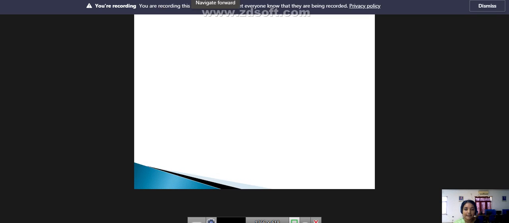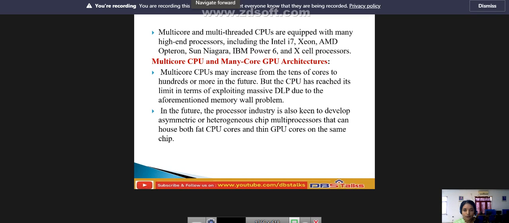Next, coming to multi-core CPU and many-core GPU architecture. Multi-core CPUs may increase from tens of cores to hundreds of cores or more in the future. CPUs have reached their limits in terms of exploiting massive data level parallelism due to the memory wall problem. This has motivated the development of many-core GPUs with hundreds or more thin cores.